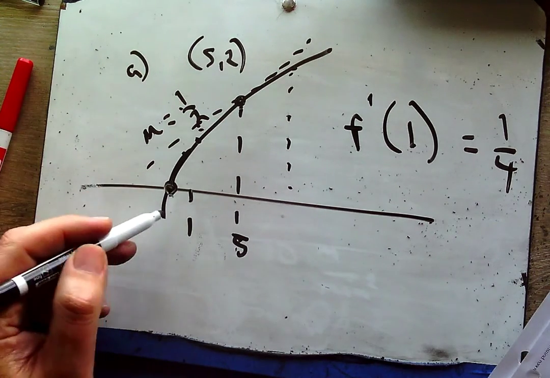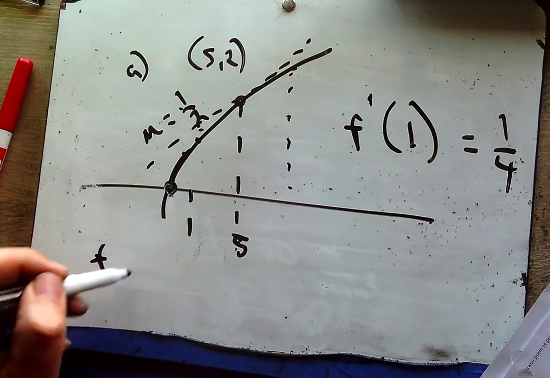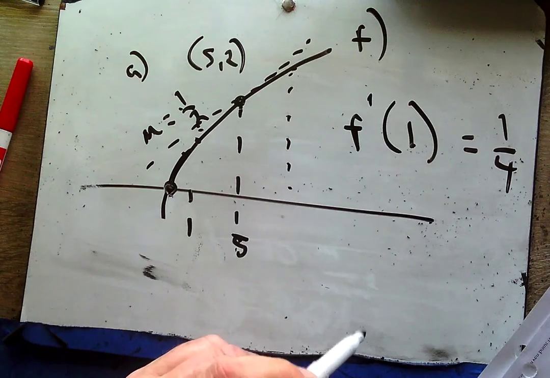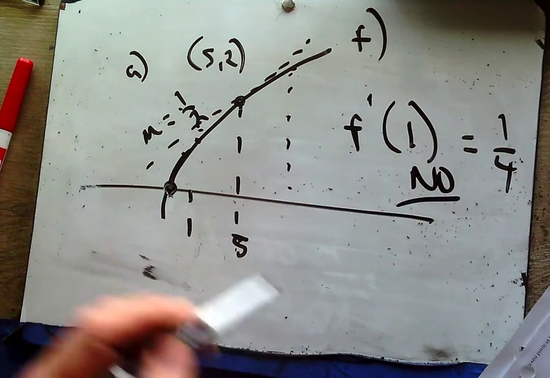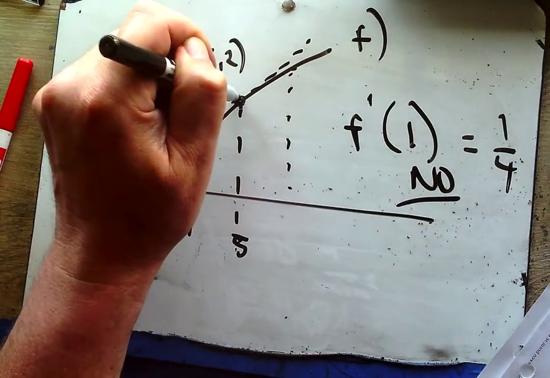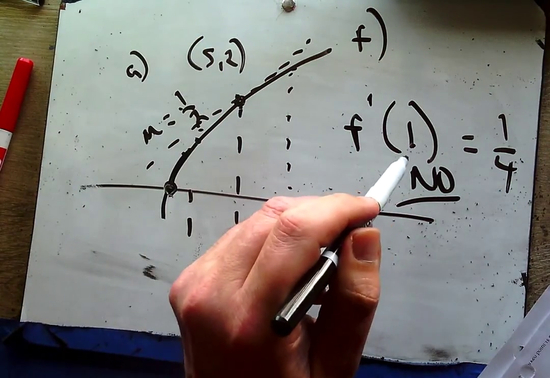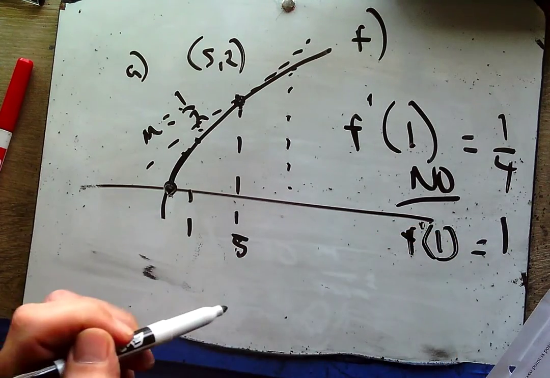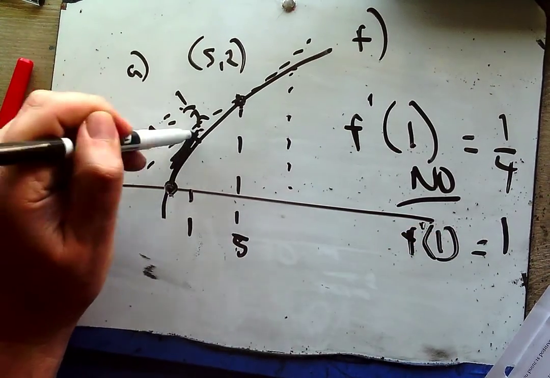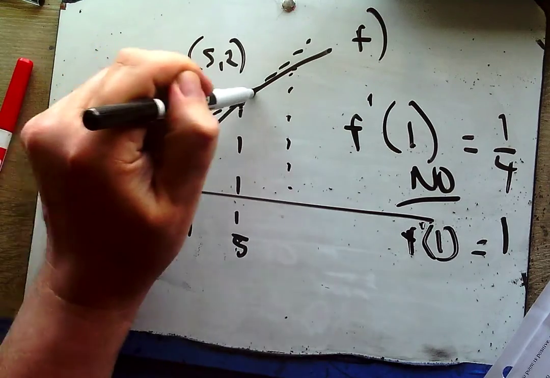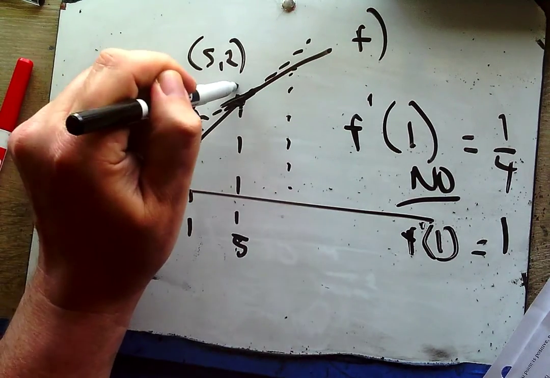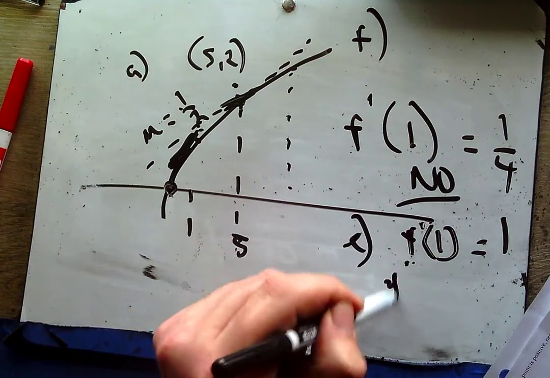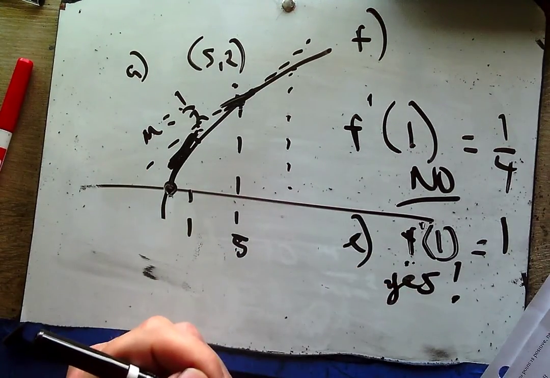This is f I've been talking about. Is it possible for f prime of 1 to be 1/4? No. These slopes are steeper than here. So that's not possible. But is it possible for f prime of 1 to be 1? Sure. This slope is more positive than the slope here, which is 1/2. So if this is 1/2, this is a number bigger than 1/2. Sure, it could be that. So E is yes, that is possible.